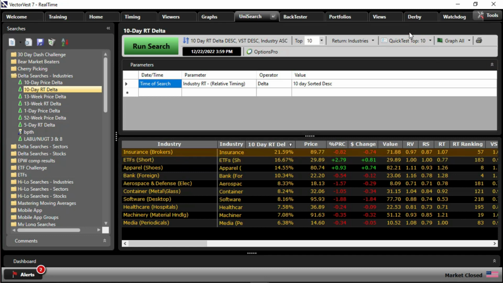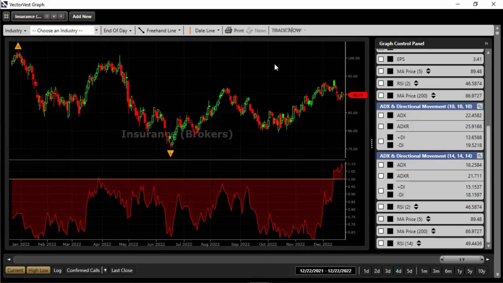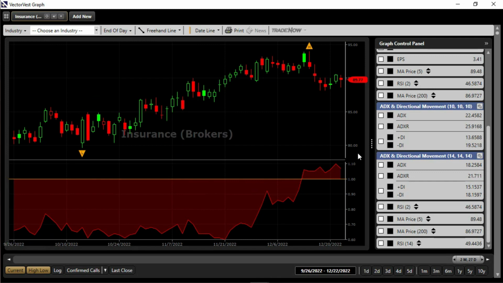Apparel, shoes. So I was looking through the charts, and I noticed something interesting. As of the hard right edge here, and I'm not looking at the last year really with this particular industry, I'm looking at the last couple of weeks. You can see what the price of the industry group has done since the beginning of December.